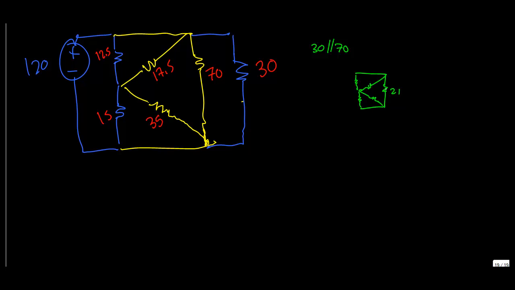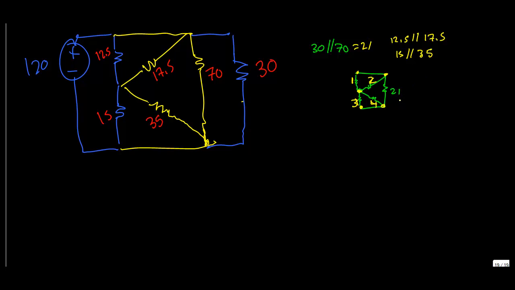So basically, the way that I look at it is there's a node right here that's shared between this and this. And there's a node right here and right here that's shared between that resistor and that resistor. So let's call this 1, 2, 3, and 4. So 1 and 2 are in parallel. That means that 12.5 is in parallel with 17.5. And we know that 15 is in parallel with 35. So if you do 70 in parallel with 30, we get 21.